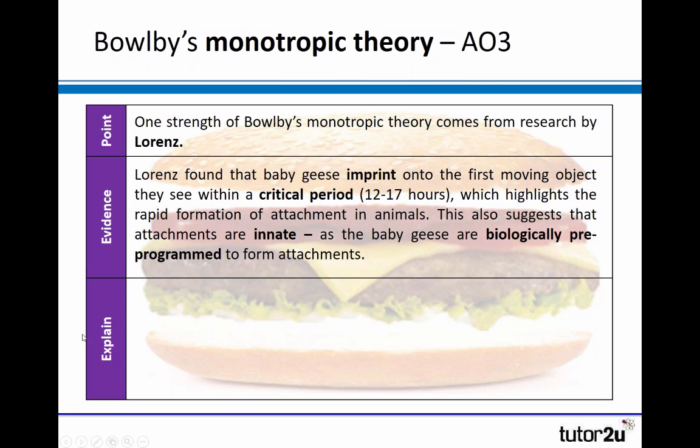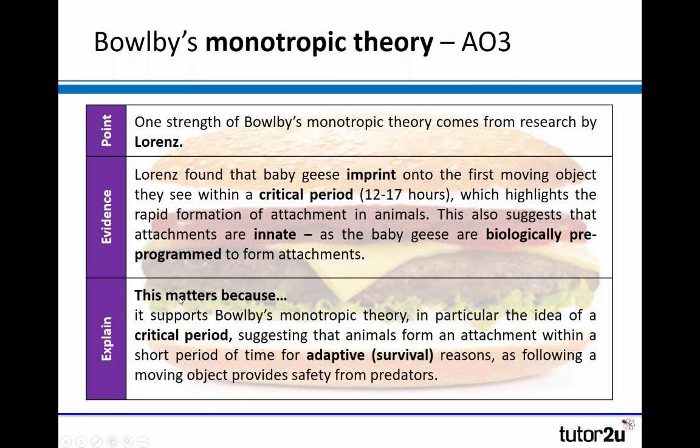You then need to bring this back in and explain, well, how does that support Bowlby's monotropic theory? And this is the really important bit, okay? Always start with "this matters because." So as I've done here, I would say this matters because it supports Bowlby's monotropic theory, in particular the idea of the critical period, suggesting that animals form attachments within a short period of time to help them survive.